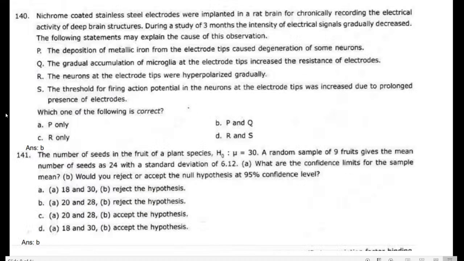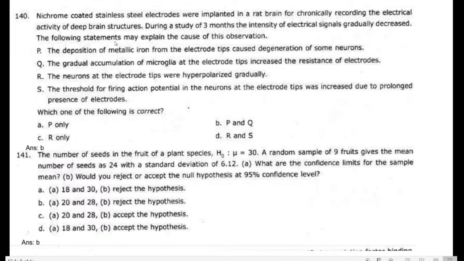Next thing about this unit 13, part C question: nichrome coated stainless steel electrodes were implanted in a rat brain for chronically recording the electrical activity of deep brain structures. This is the statement. During the study of 3 months, the intensity of electrical signals gradually decreased. Why is it decreased?